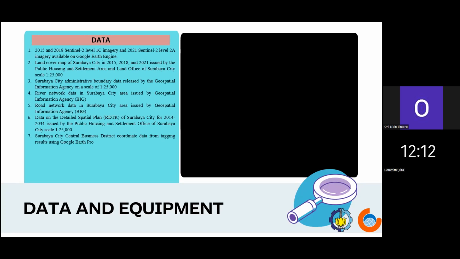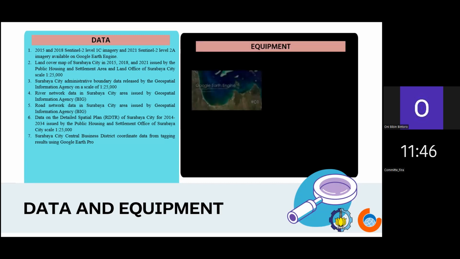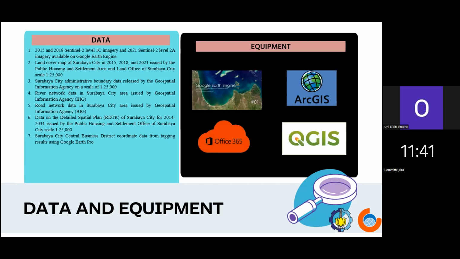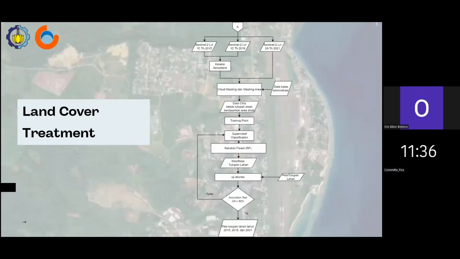The river network data in Surabaya city area issued by the Geospatial Information Agency. Road network data in Surabaya city issued by the Geospatial Information Agency. Data on the detailed spatial plan RDTR of Surabaya city for 2014-2034 issued by the Public Housing and Settlement Office of Surabaya city. Surabaya City Central Business District coordinate data from tagging result using Google Earth Pro. The equipment that we use: Google Earth Engine, ArcGIS, Office 365, and QGIS. The land cover treatment.